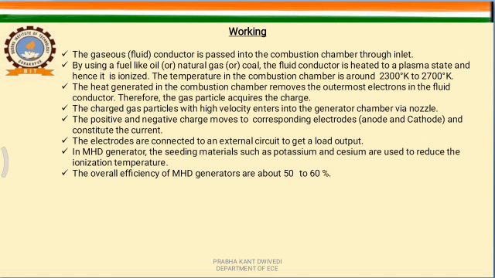The charged gas particles with high velocity enter the generator chamber via a nozzle. The positive and negative charges move to the corresponding electrodes, towards the anode and cathode, and constitute the current. The electrodes are connected to the external circuit to get a load output. In an MHD generator, seeding materials such as potassium and cesium are used to reduce the ionization temperature, and also to increase the conductivity of the gases.